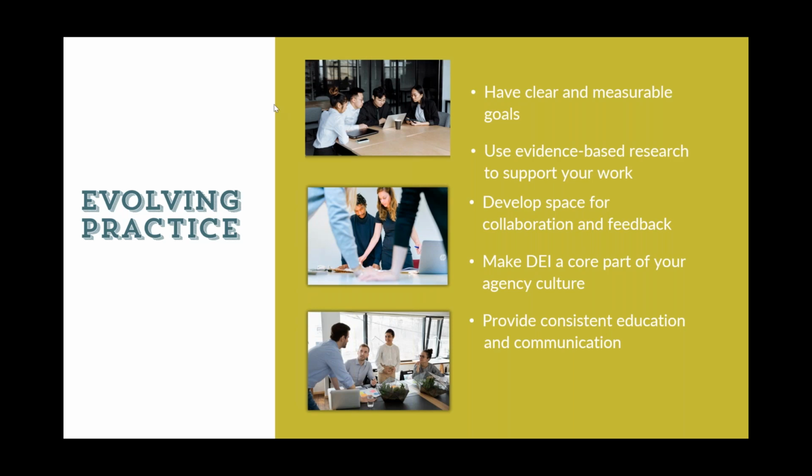And one way to do that is have some clear and measurable goals. And so don't make it ambiguous. Can you pick 3 to 5 areas of focus over the next year where your organization is going to think about how to better integrate diversity, equity, inclusion? You want to use evidence-based research to support your work. So just like you would use evidence-based research if you are an organization that has a tech influence or you're a youth serving organization, you want to think about that when it comes to equity and inclusion.